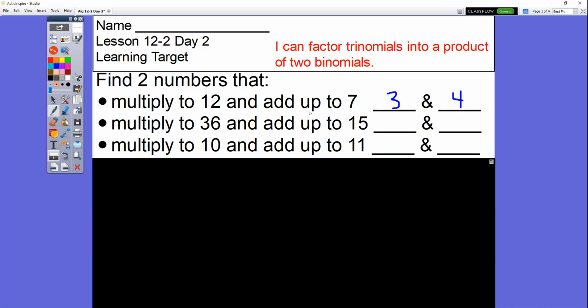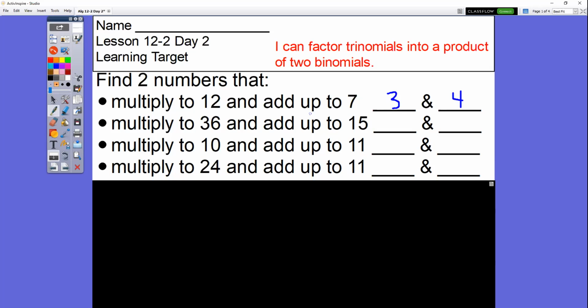Here is your next one. When multiplied together, they equal 10, but when you add them together, they equal 11. Go ahead and type your answer into the chat. Yep, it is 10 and 1. All right, 10 times 1 is 10. 10 plus 1 is 11. In these questions today, you can't forget about multiplying by 1. That's a very common one that tricks up people.